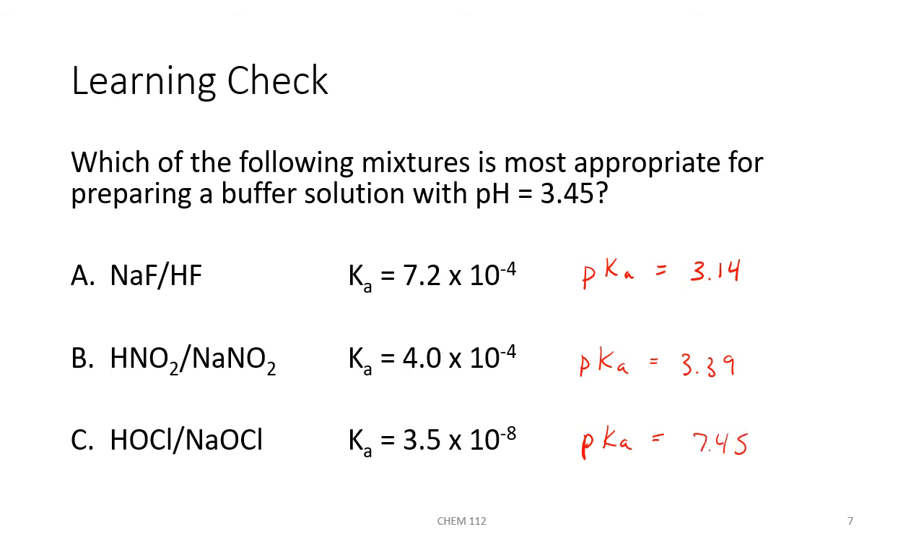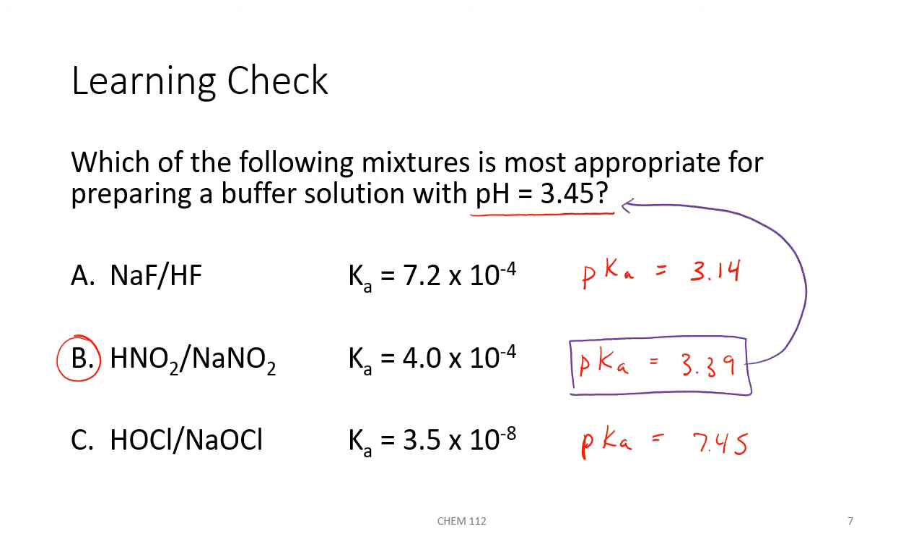So we want to buffer around pH 3.45. The combo of the weak acid and conjugate base that gives us a pKa closest to the pH will be the correct pair for our application. So in this case, the best choice would end up being B, our nitrous acid sodium nitrite combination, because the pKa was 3.39, and that's closest to the desired pH.